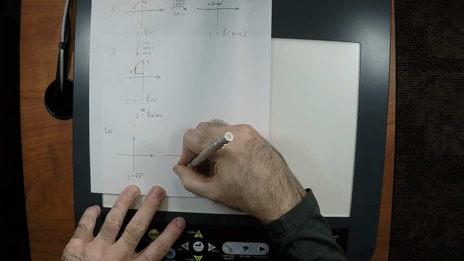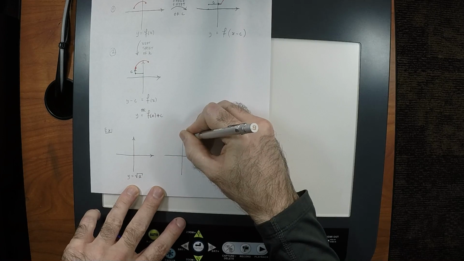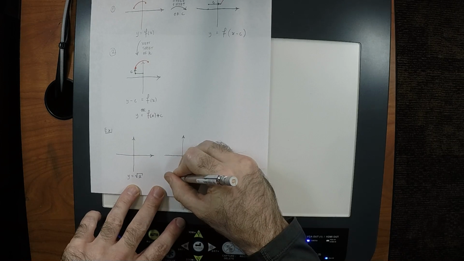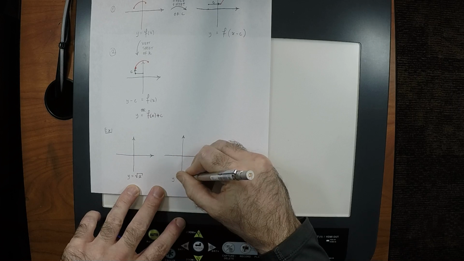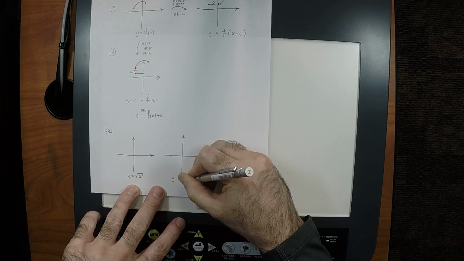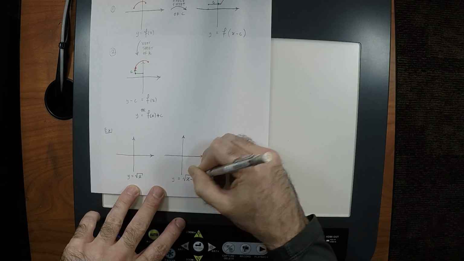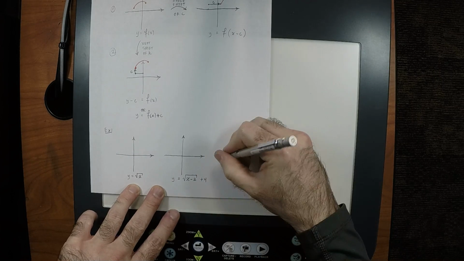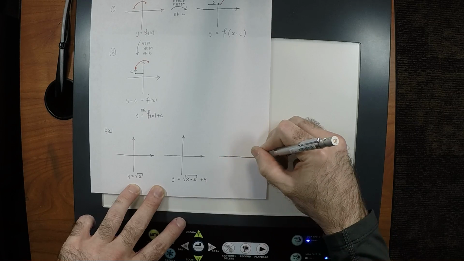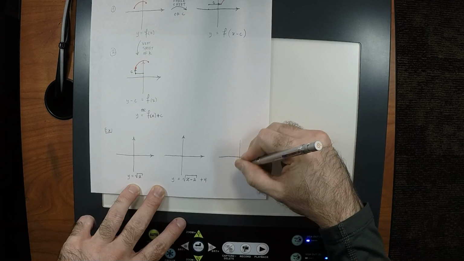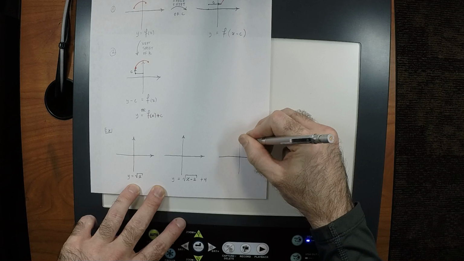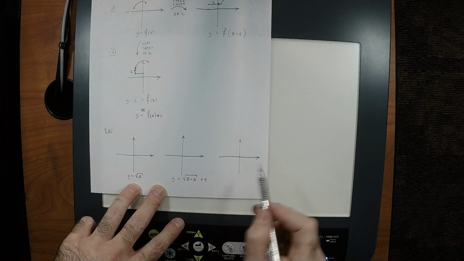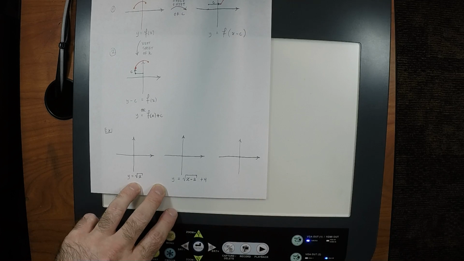Once you've done that, I want you to plot, how about this one? Y is equal to the square root of x minus 2, plus 4. And then after you've done that, so this one I give you the equation and ask for the plot, and on the last one I'm going to give you the plot and ask for the equation.